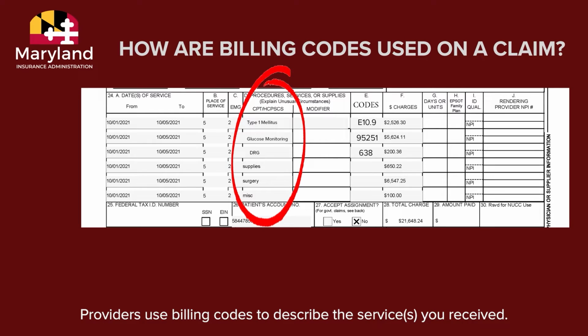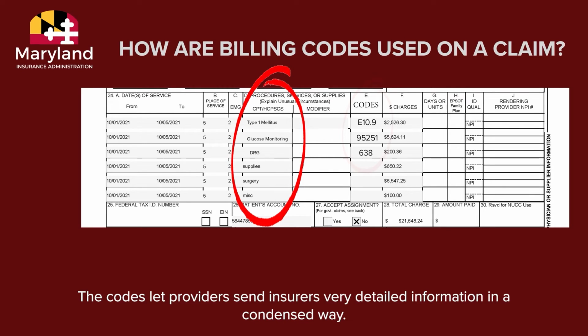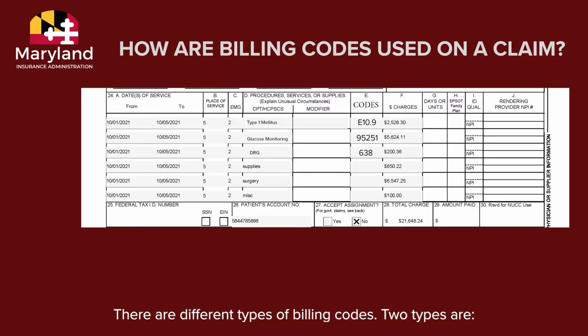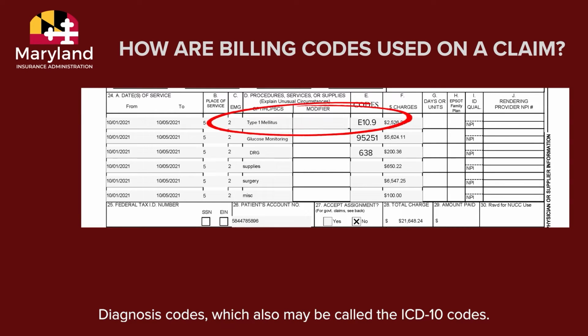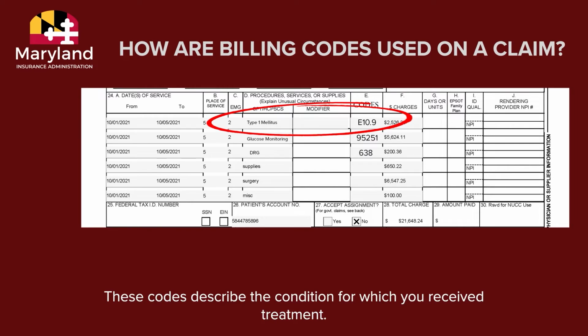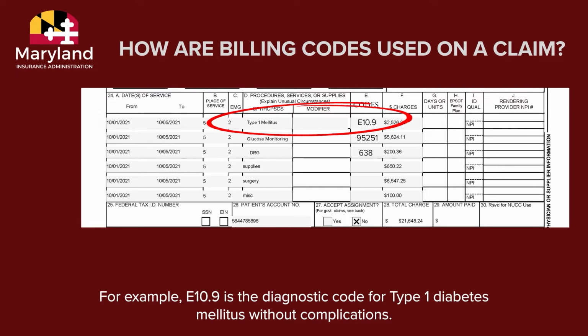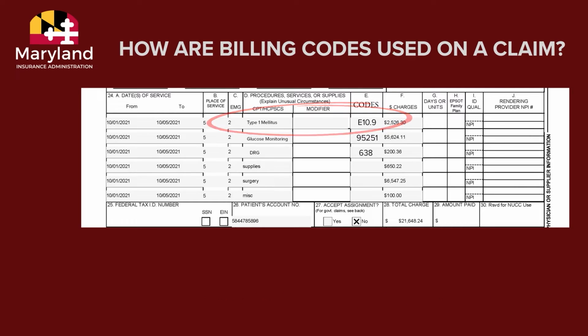Providers use billing codes to describe the services you received. The codes let providers send insurers very detailed information in a condensed way. There are different types of billing codes. Two types are diagnosis codes, which also may be called the ICD-10 codes. These codes describe the condition for which you received treatment. For example, E10.9 is the diagnostic code for type 1 diabetes mellitus without complications.